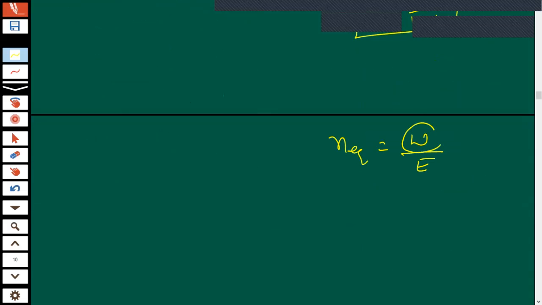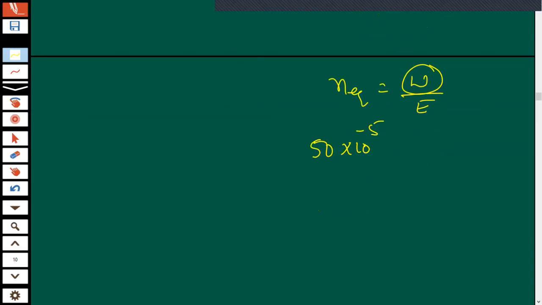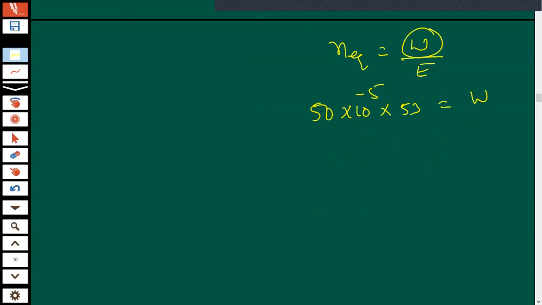Calculate W. Time is over, children. Finish fast. The number of equivalents is 50 into 10 to the power minus 5, and equivalent weight is 53. So just calculate W. 265 into 10 to the power minus 5.